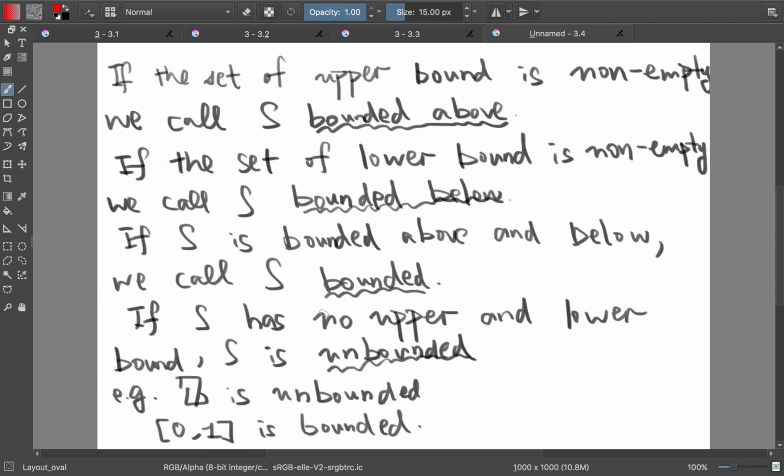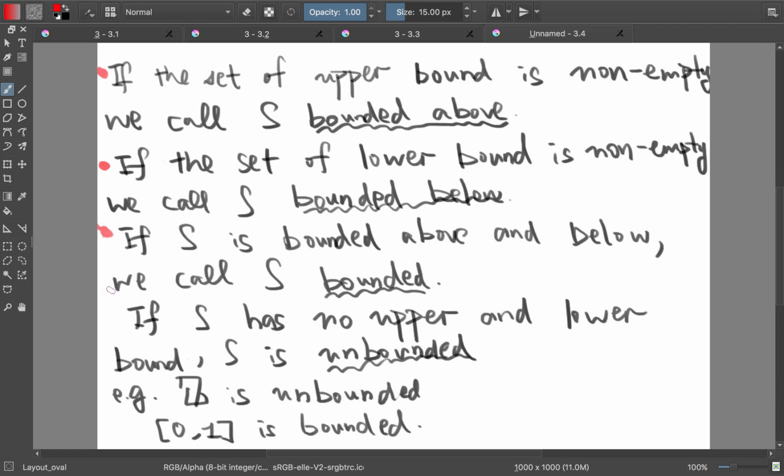And there are some terminologies. The first terminology is that if the set of upper bounds is non-empty, or you can translate to daily life language, if the set has an upper bound, we call this set bounded above. On the other hand, if the set of lower bounds is non-empty, we call it a bounded below set. And if S is both bounded above and bounded below, we call S a bounded set.